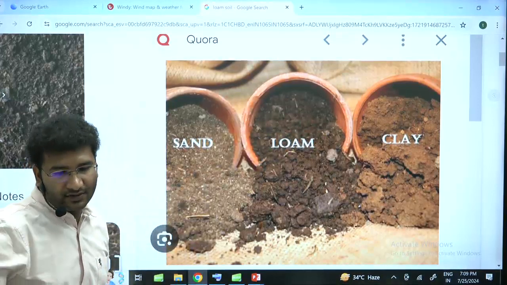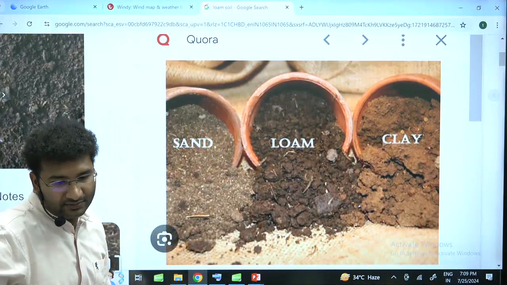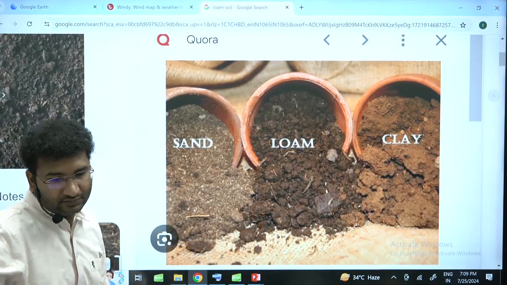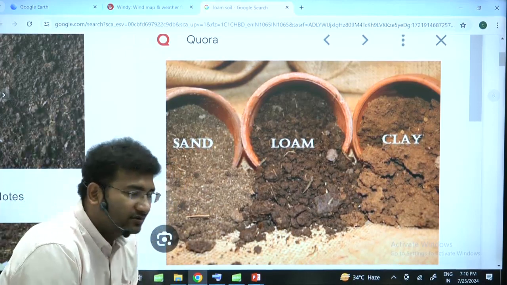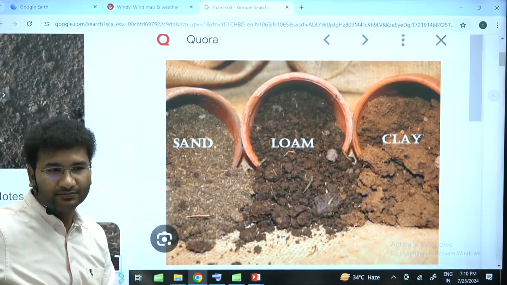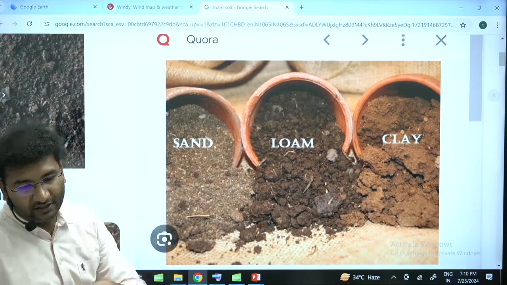Okay. Last point, what have you written? This soil lacks nitrogen and calcium.